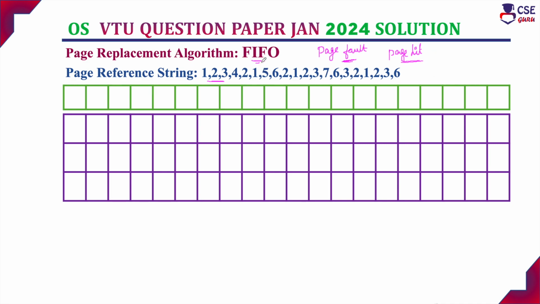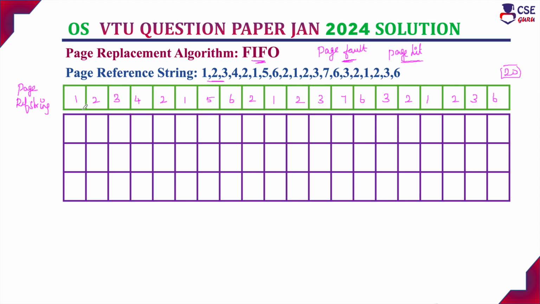And here in FIFO replacement algorithm, we are going to select the victim page based on first in, first out. So this is the reference string. The page reference string given here is 1, 2, 3, 4, 2, 1, 5, 6, 2, 1, 2, 3, 7, 6, 3, 2, 1, 2, 3, 6. The number of references they have given here is 20.